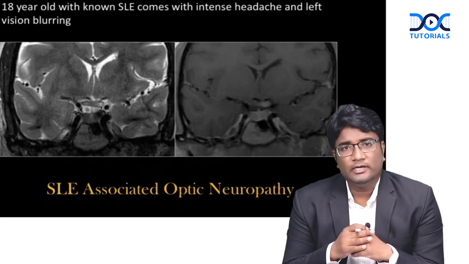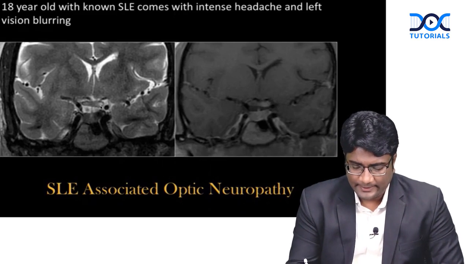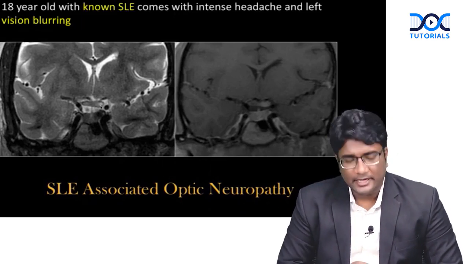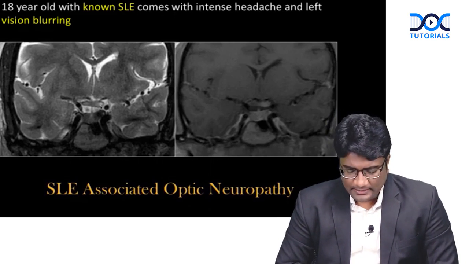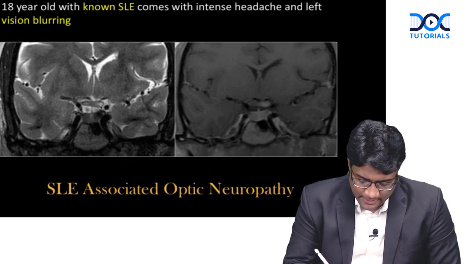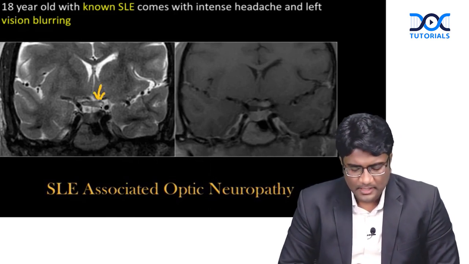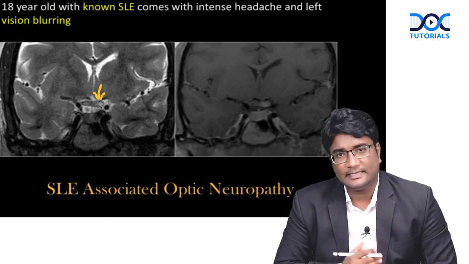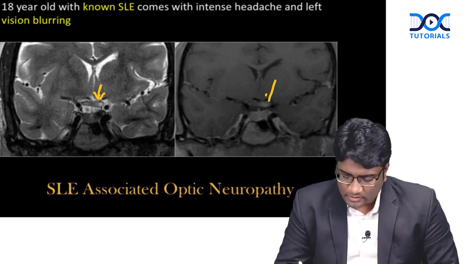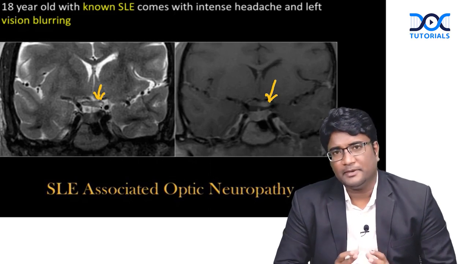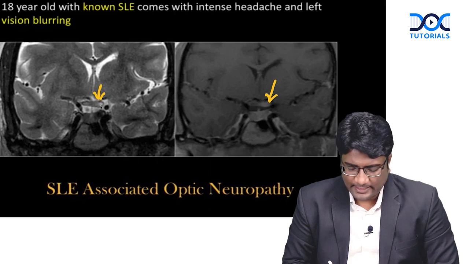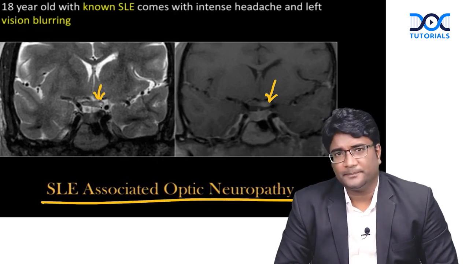This is an 18-year-old patient with known SLE. This known SLE patient comes to you with vision blurring, and on MR imaging, at the region of the optic chiasma, especially in the left optic chiasma, you can see this hyperintense signal. On contrast, you can see it is showing a swollen appearance and contrast enhancement of the left optic chiasma. This is SLE associated optic neuropathy.